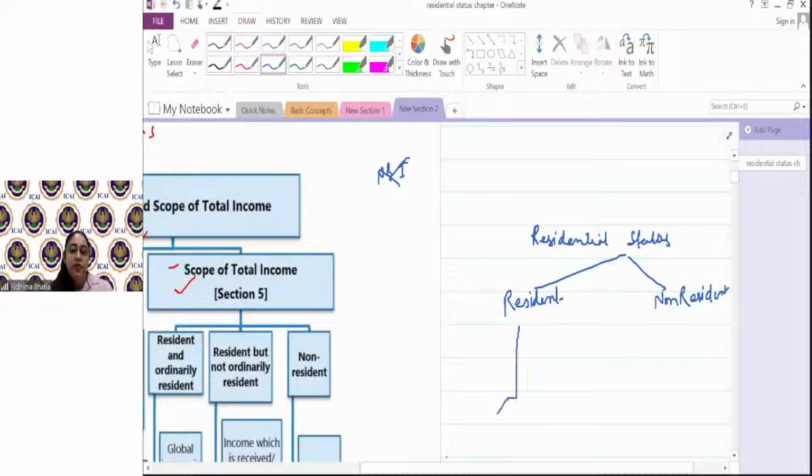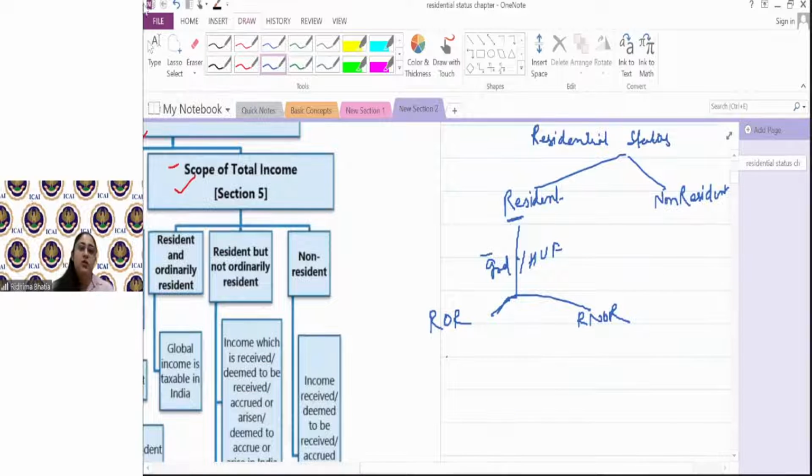But if we are talking about an individual or HUF, the final answer would not stop at them being resident or non-resident. If the answer comes as non-resident, fine. If the answer comes as resident, then you will take another step to understand whether they are ROR or RNOR. Now ma'am, what is ROR and RNOR? From today onwards you will remember this for sure. ROR means resident and ordinarily resident.